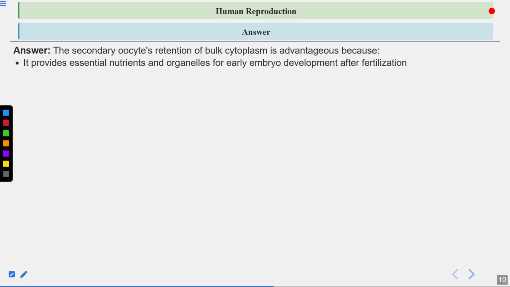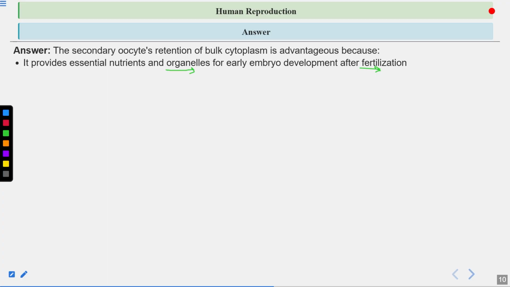So the cytoplasm contains all the nutrients, and it contains all the organelles also, which are required for the embryo development after the fertilization. So what happens? The secondary oocyte will undergo meiosis 2. It will form what? The ovum, means the egg. The egg will be fertilized, and a zygote will be formed, then the embryo will be formed.